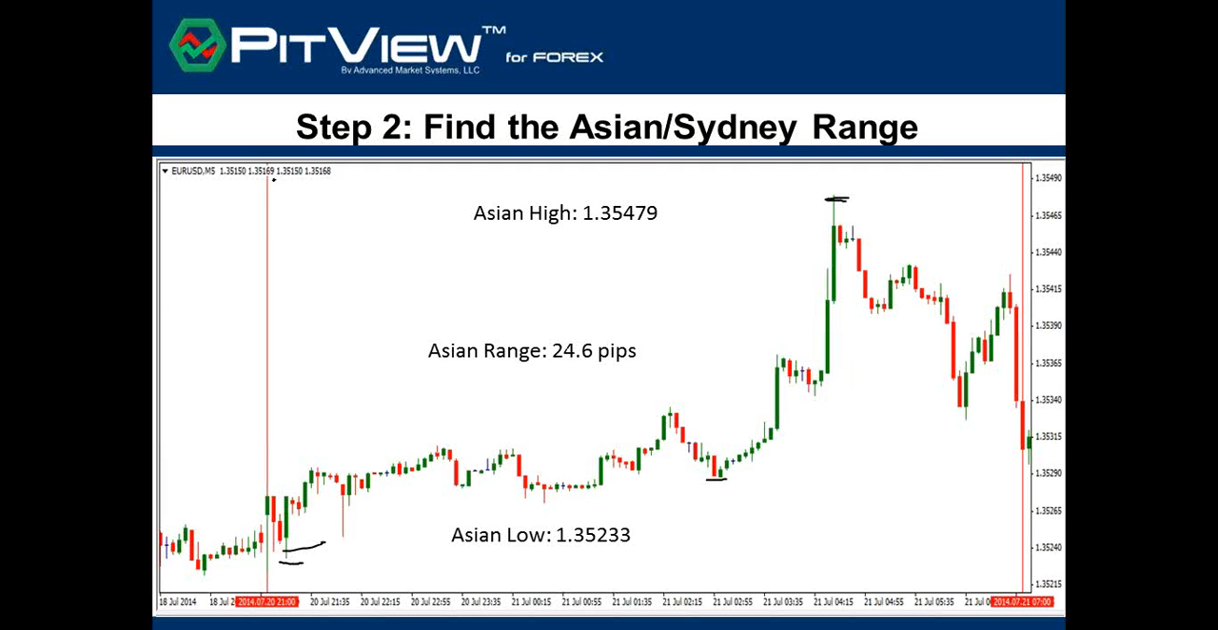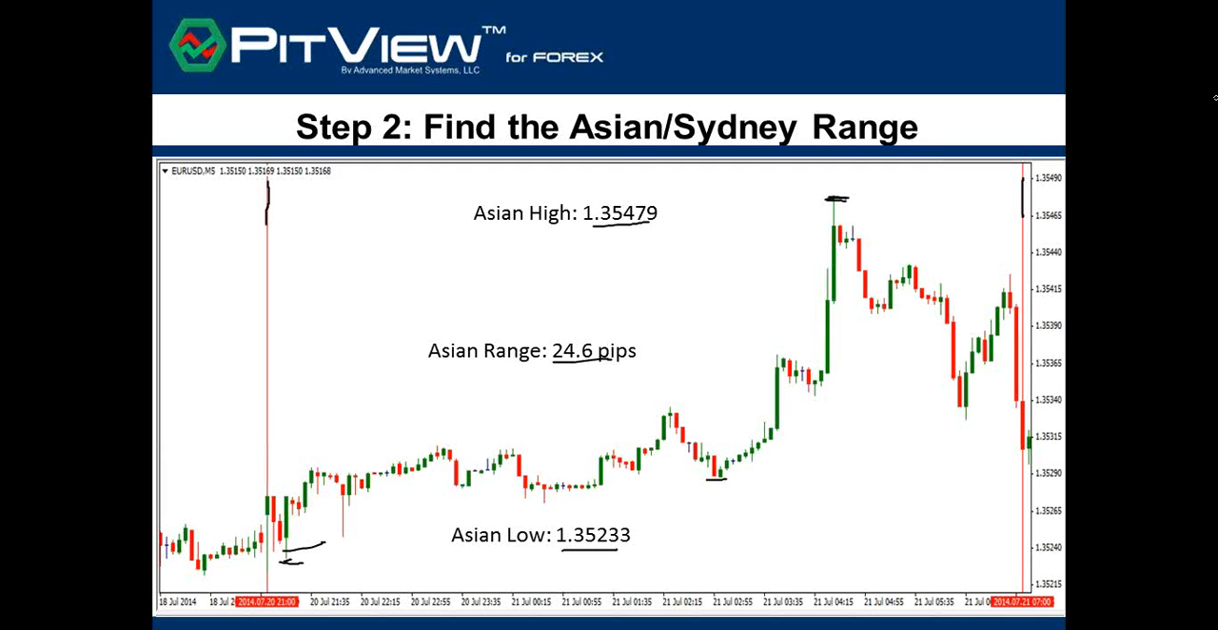All I'm trying to do is find the high and the low price during this time. If you look at these vertical lines on my chart, this signifies 5 p.m. Eastern Time. This red line over here is 3 a.m. Eastern Time. And so all I'm doing is asking the chart a simple question: what was the low and what was the high during this time frame? So we have the high at 1.35479 and the low at 1.35233. So we calculate the Asian range has been 24.6 pips.